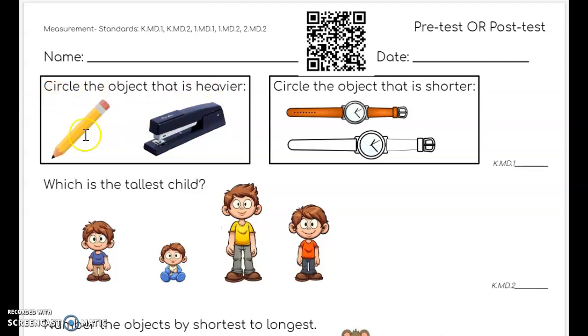For your first box right here with the pencil and the stapler in it, it says circle the object that is heavier. So you're going to pick one of those objects, which one is heavier, and circle it. Go ahead and do that now. Your next box says circle the object that is shorter. So out of those two watches, you're going to circle the one that is shorter. Go ahead and circle the one that's shorter now.